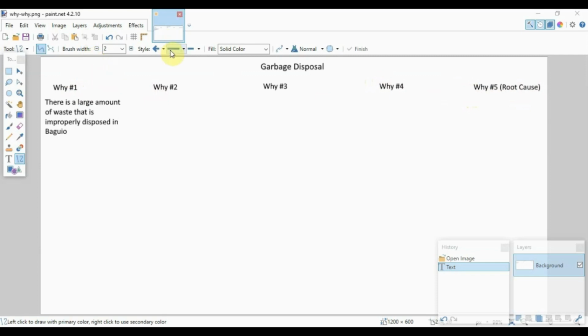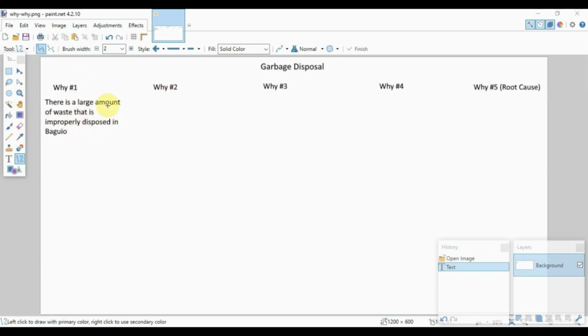Now, for the problem that we have identified, we'll use the same problem as with the business process reengineering and cause and effect analysis. That is regarding improper garbage disposal. So how do we do why analysis on this issue? Well, we start with the first why. Here, in the first why, you will simply place the general issue or the general problem you're trying to address. In this case, there is a large amount of waste that is improperly disposed in Baguio. This is the general issue that we would like to determine the root causes of.